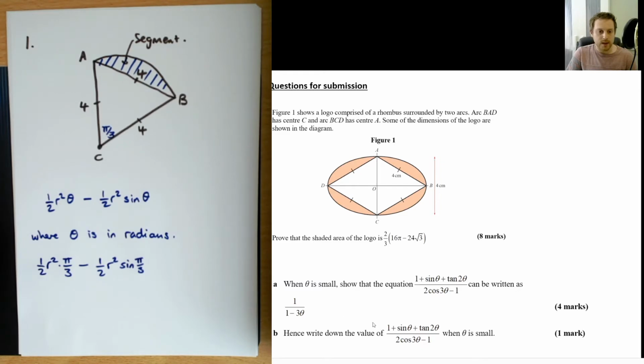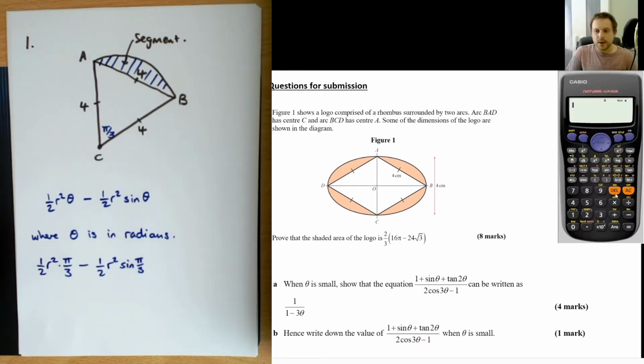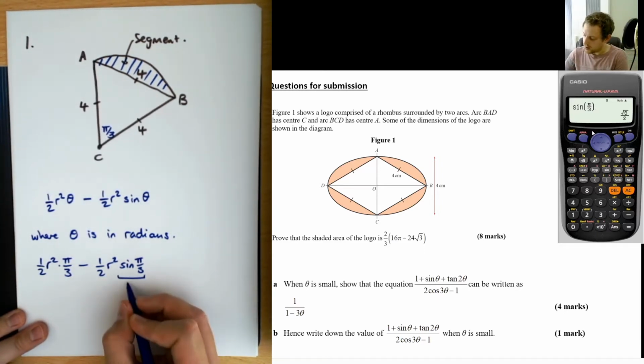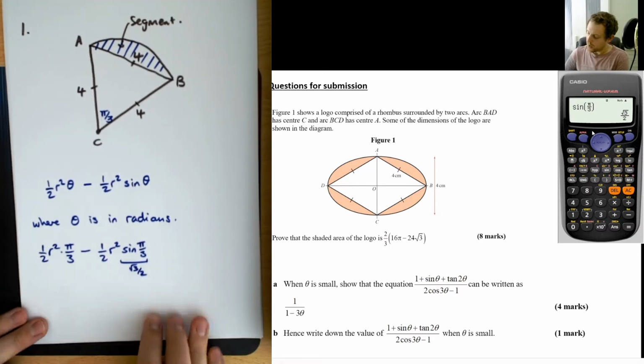So let's just confirm that. So sine of pi by 3, oh, I've got to be in radians. So sine of pi by 3 will give me the same answer, because I'm in radians on the calculator. It's going to give me the same answer as if I wrote sine of 60, but being in degrees. Now sine of 60 is root 3 on 2. So that here is root 3 on 2.